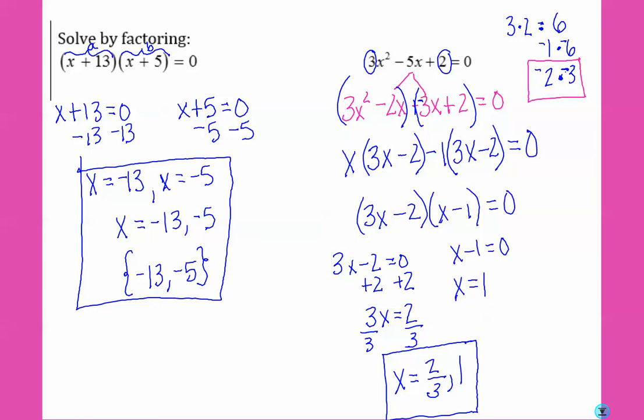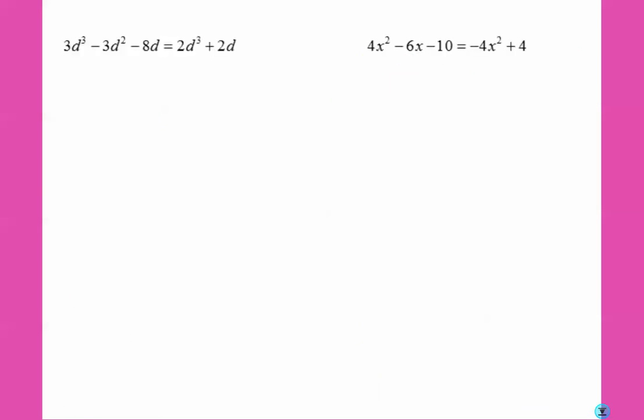Let's look at a couple more examples. All right, these examples, neither of them equals 0 to start, so we're going to need to make them equal 0. I'm going to move these two things just because there's less stuff on that side. Minus 2d cubed. I'm going to put that under the other d cubed term. Minus 2d. I'm going to put that under the other d term.